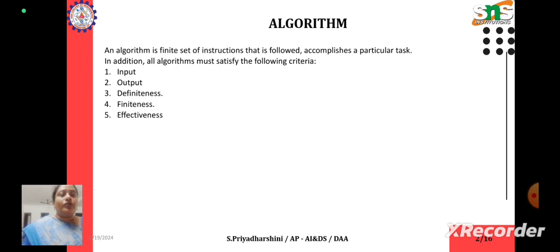The fourth point would be finiteness. Finiteness is nothing but, if the instructions of an algorithm are traced, then for all the cases of the algorithm, it must terminate after a finite number of steps. The last characteristic of an algorithm is effectiveness. Effectiveness represents that each and every instruction should be very basic, and it also should end in a short period of time. So these are the characteristics of an algorithm.